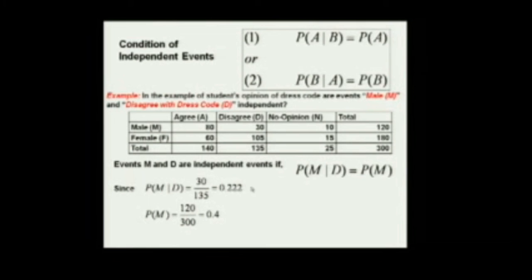Now, as you can see here, the two probabilities are not the same. And if the two probabilities are not the same, then the M and D events are indeed dependent. And that's very important to know: the fact that some students disagreed depends on their gender, being male.